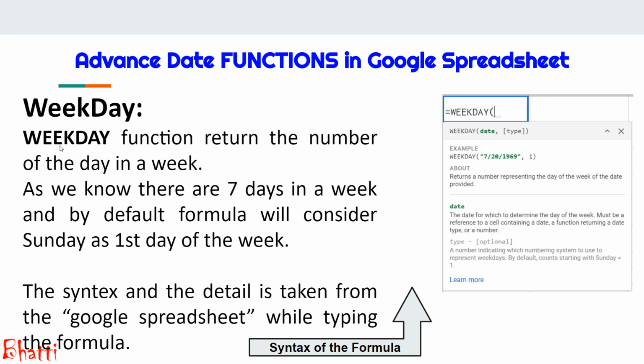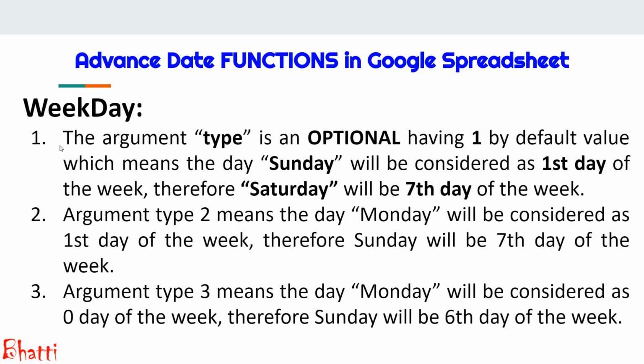The syntax of this formula is displayed on the right side. It has two inputs, one is compulsory and the second one is optional. As I mentioned earlier, whatever is in the square braces will be considered optional, and by default the type is 1, which means the week will start from Sunday. So let us see weekday. The type is optional and the default value is 1. There are three values: 1, 2 and 3.